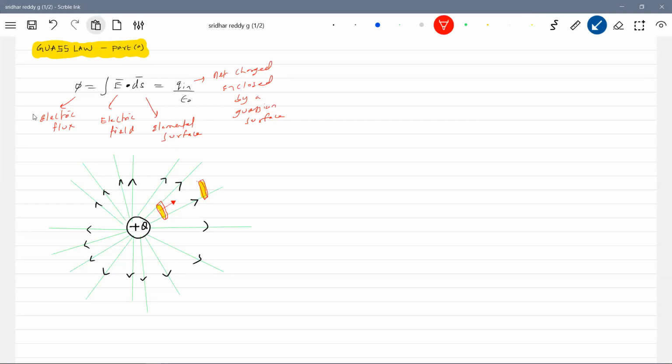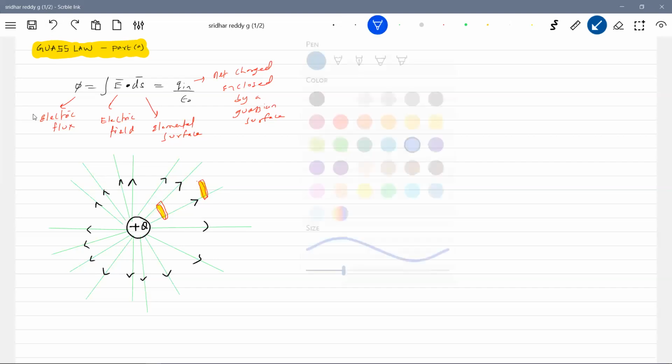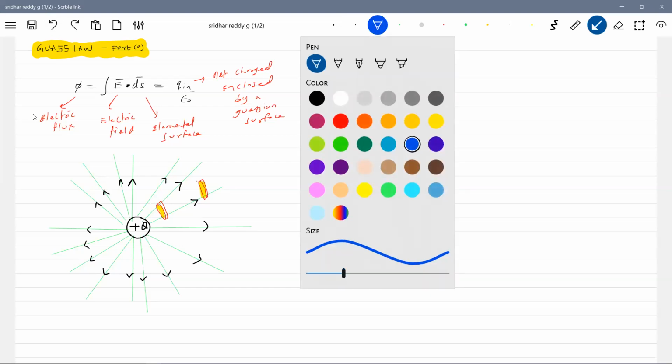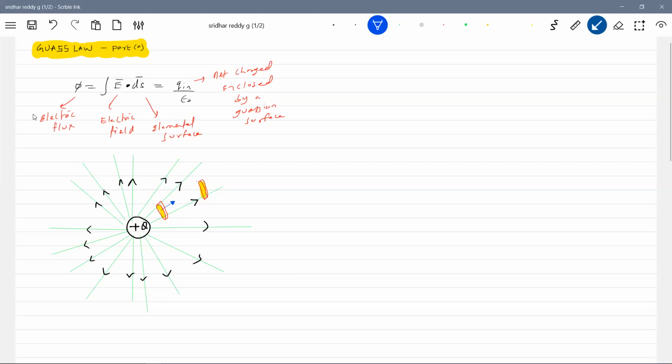roughly in this direction. Let me take some other color. So how much is E bar? Somewhere in this direction. What is the value of E bar here? E2. What is the value of E bar here? E1. What is the surface area? Let it be S. Then can you say anything about the electric field strength?